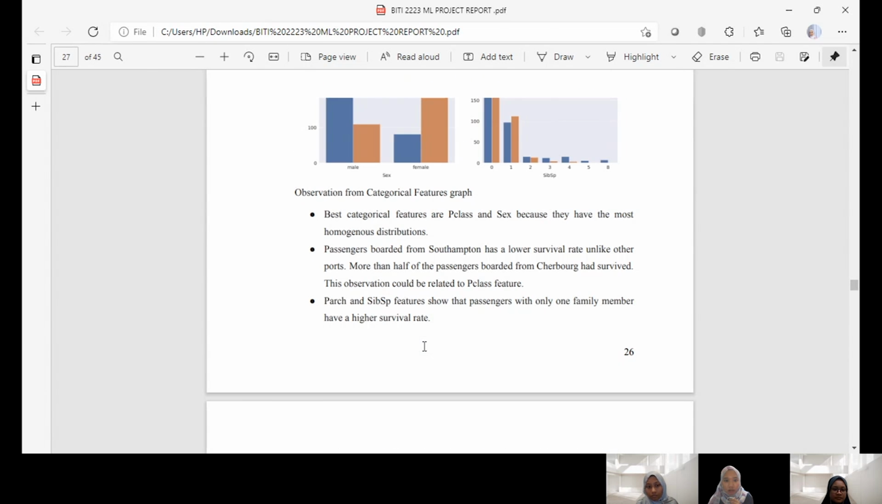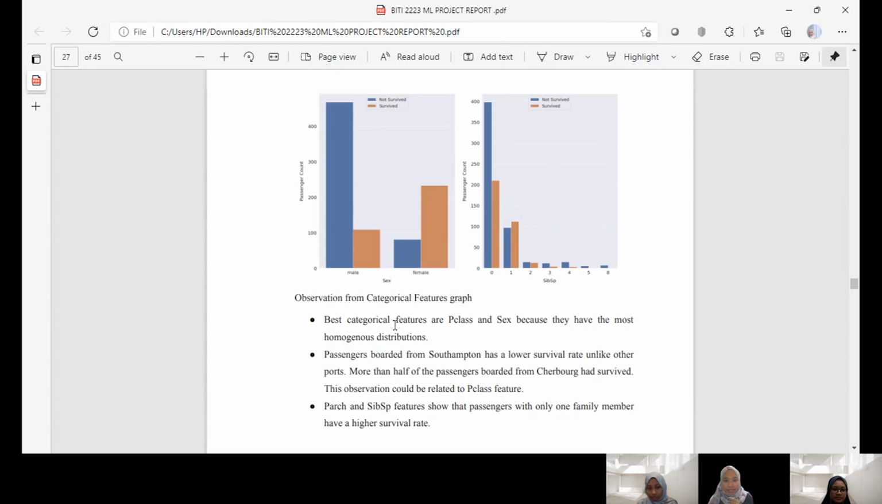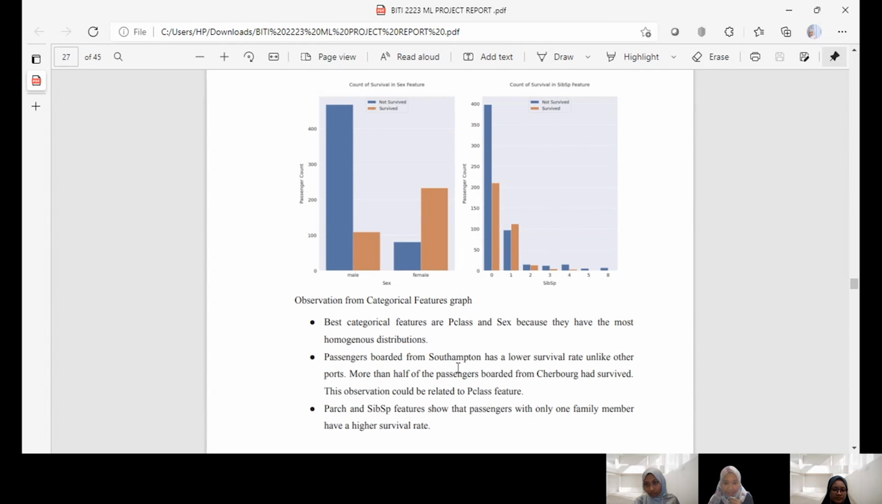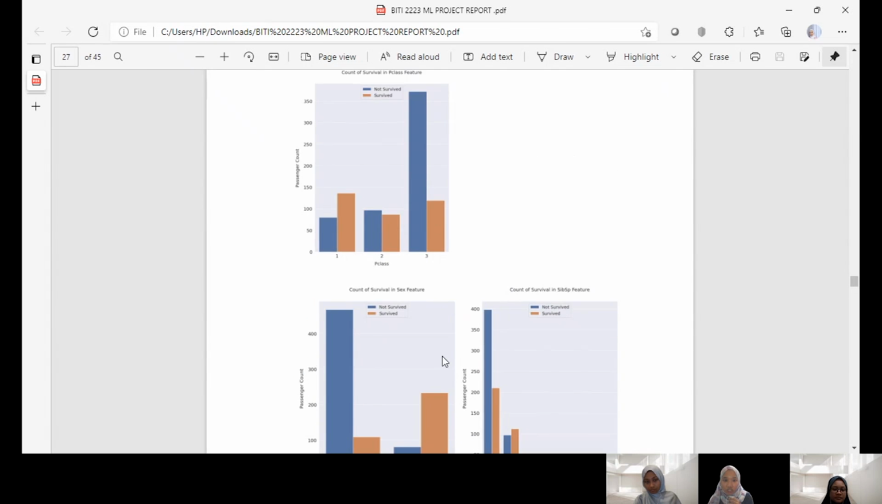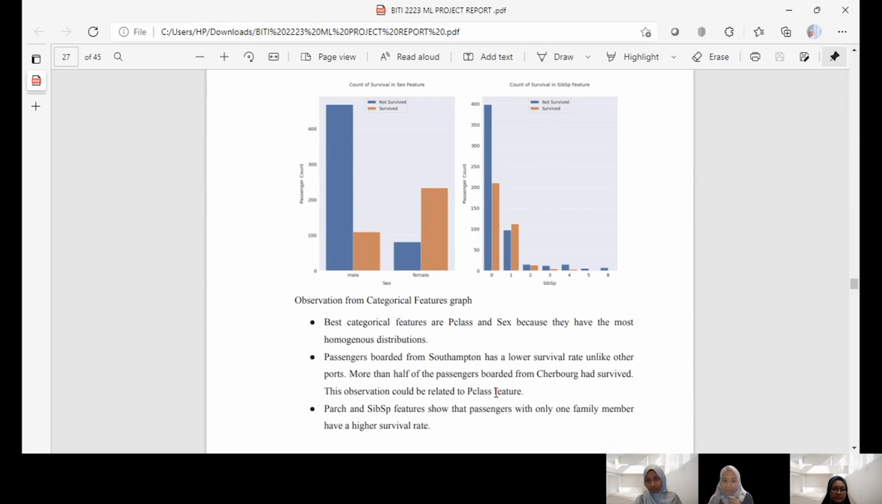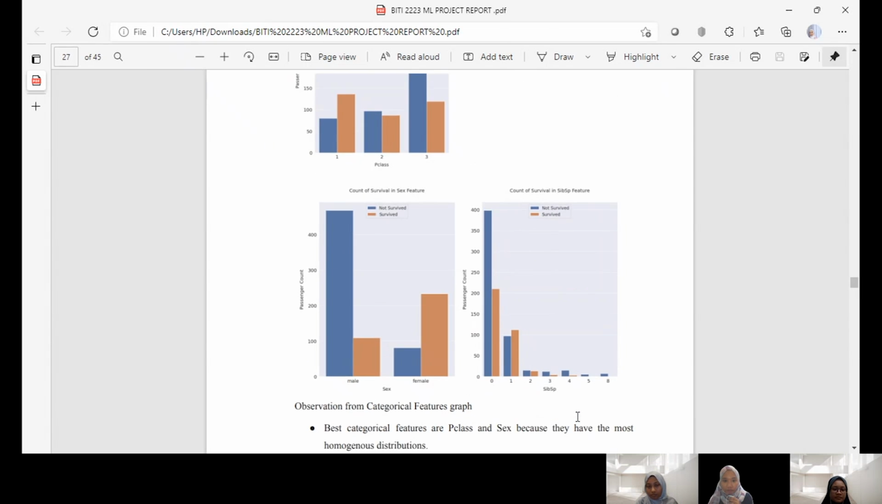We can observe that the best categorical features are Pclass and Sex because they have the most homogeneous distribution. Passengers boarded from Southampton have a lower survival rate unlike other ports. More than half of the passengers boarded from Cherbourg survived. So this observation could be related to the Pclass feature. Parch and SibSp show that passengers with only one family member have a higher survival rate.